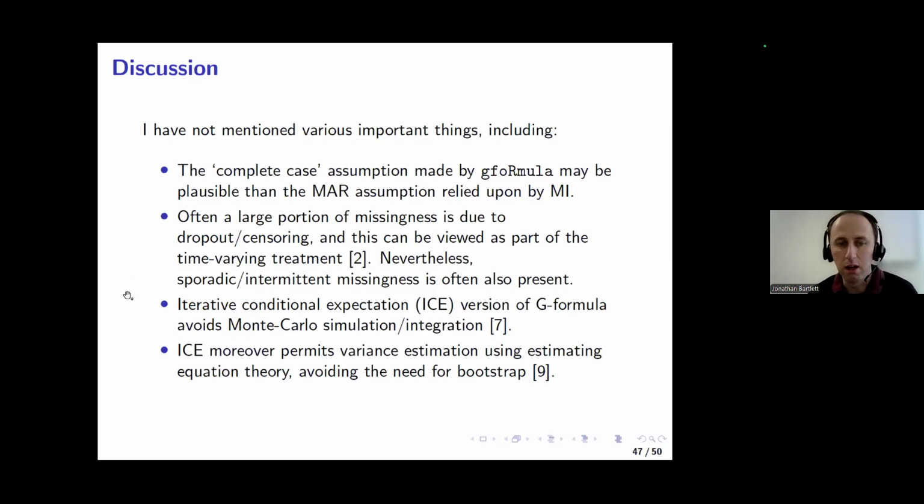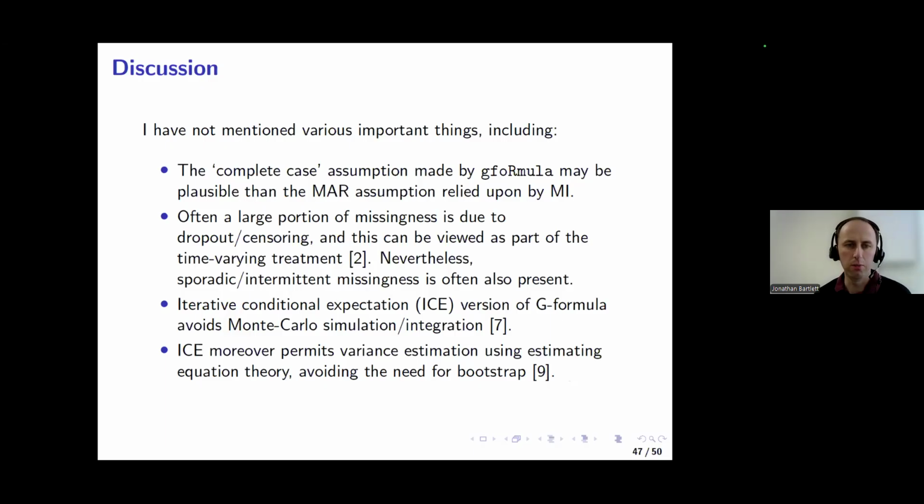Part of the reason I motivated this was to get past this computational issue with bootstrapping. And in that context, it's important to mention that there's other versions of G-formula, so the so-called iterative conditional expectation approach of G-formula that avoids Monte Carlo simulation integration entirely by fitting models for conditional means and then models iteratively going back in time, regressing those on the earlier values of the confounder and treatment history. And because that approach doesn't involve Monte Carlo simulation, it is possible, as described in this paper reference here, to estimate the variance of the resulting point estimator using estimating equation theory and not requiring something like bootstrapping.